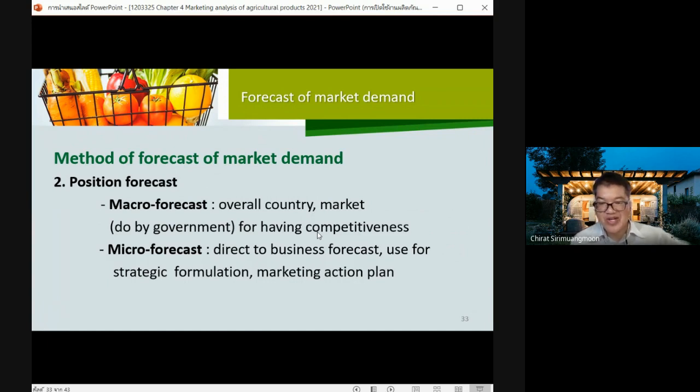How about micro forecast? Micro forecast is different, especially when you want to do it just for your own business. You do the forecast by yourself and use some strategic formulations and use this for creating the marketing action plan. So you just use information from your company and create both strategies and the action plan this way.